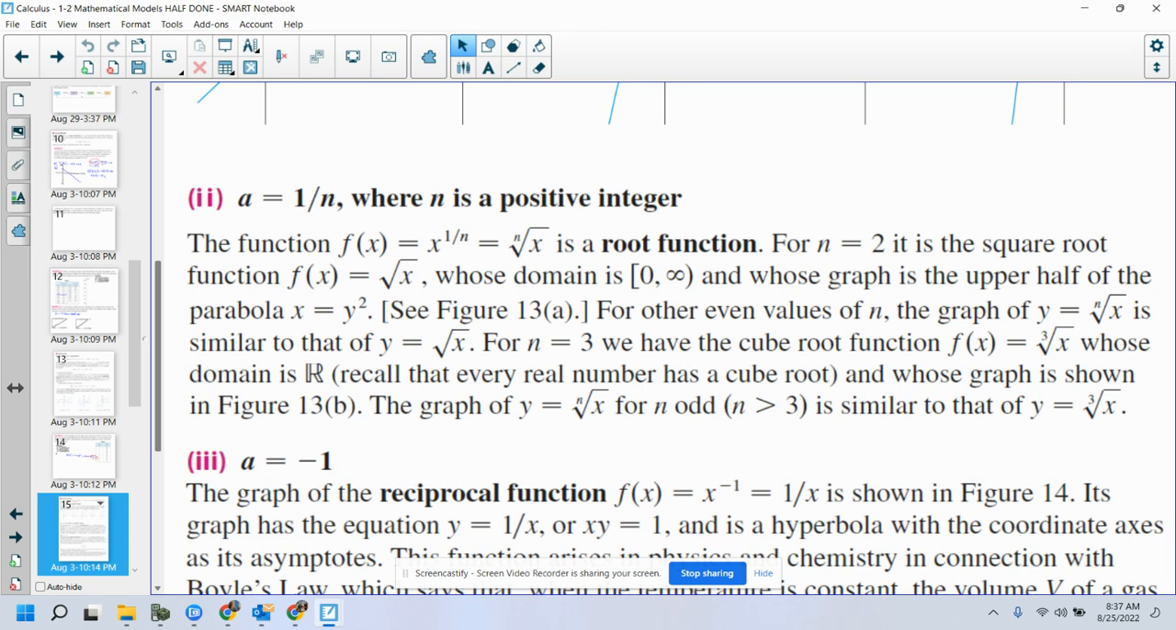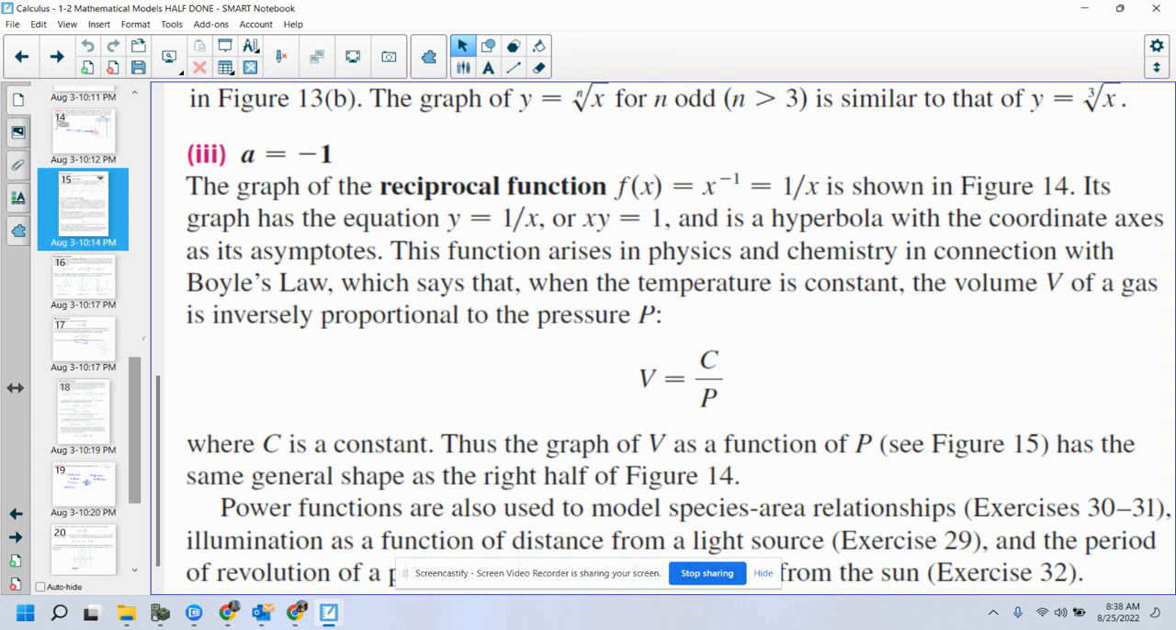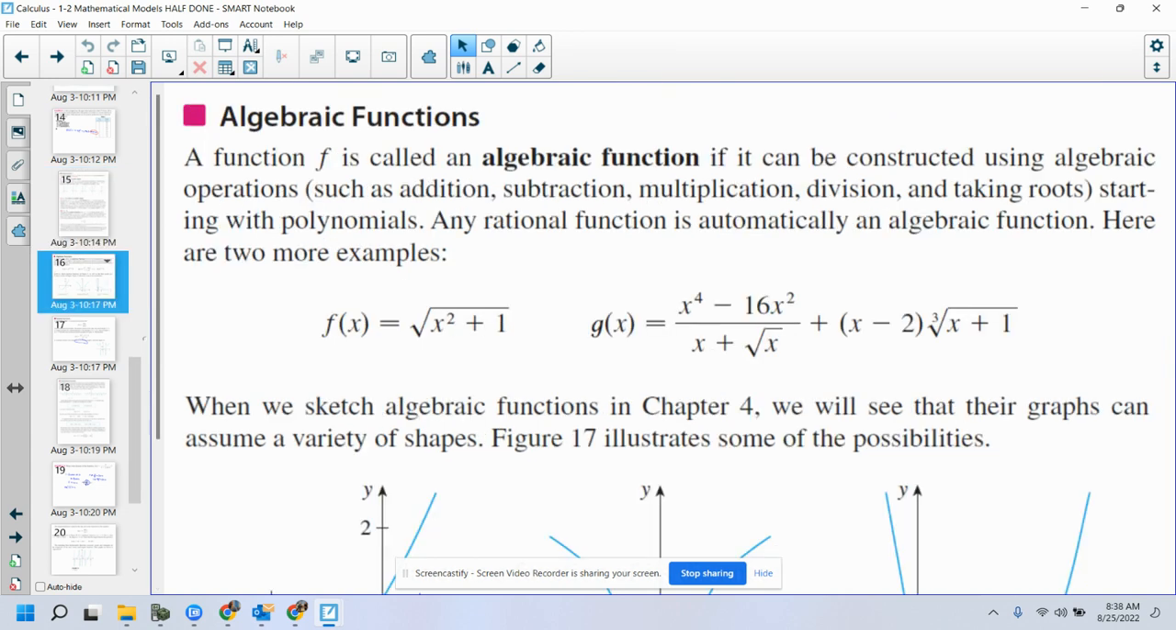This I would consider its own type of thing. It's root functions, where it could be square roots, cube roots, whatever it may be. Just know that those functions could also be represented as fractional exponents. And then here, reciprocal functions, I would consider those more like rational type functions, where you have 1 over x. But again, rational functions are its own thing as well.